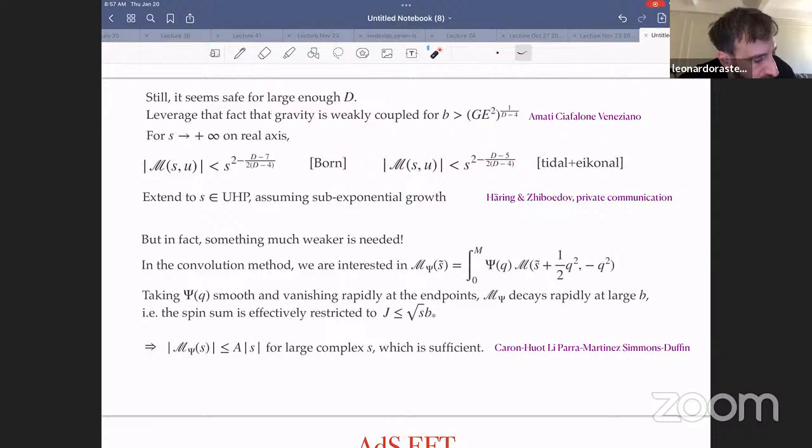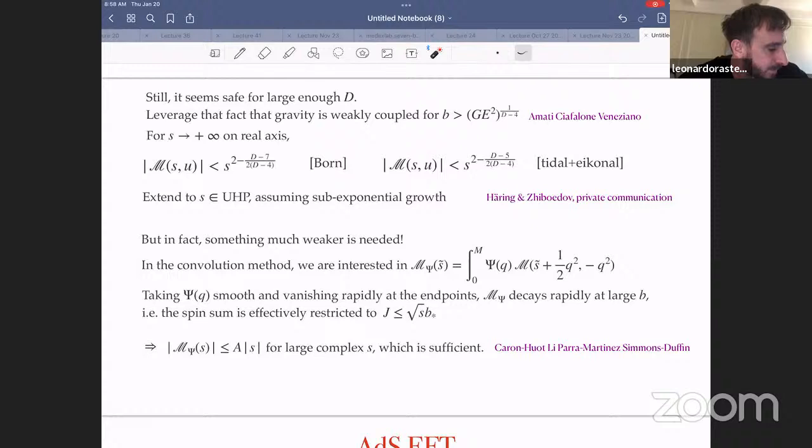So that means that this kind of an integral, so we're going to define now a smeared amplitude by some kernel psi of q. And the smeared amplitude, given that this integral is compact, inherits the analyticity in s. And so we can now directly apply the dispersion argument to this smeared amplitude. And it's actually rather easy, using rather weak assumptions, to put a Regge bound on this smeared amplitude.